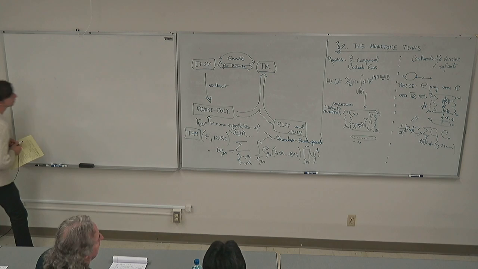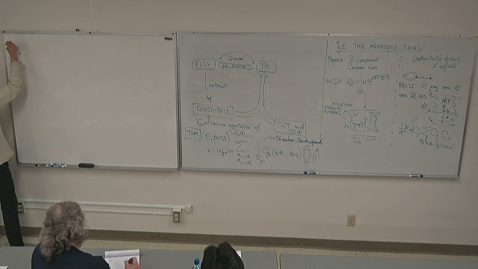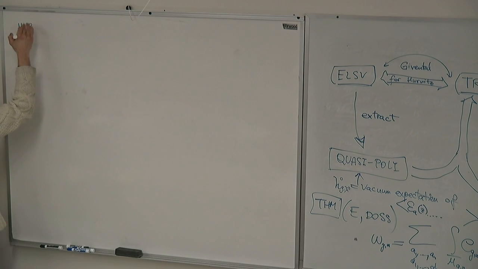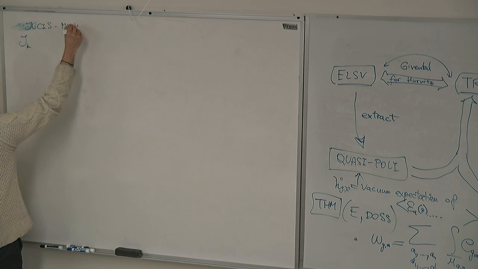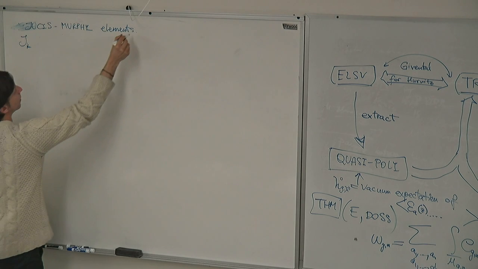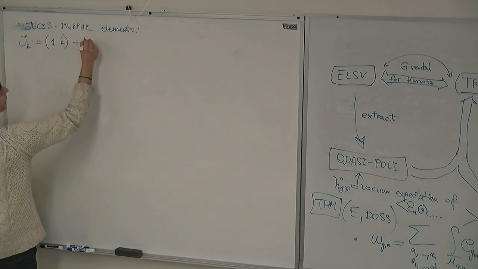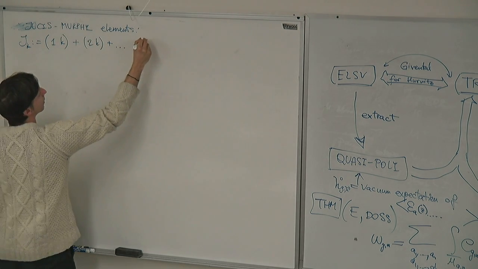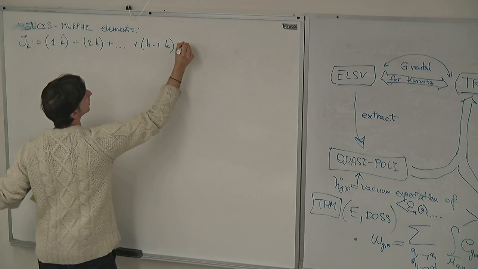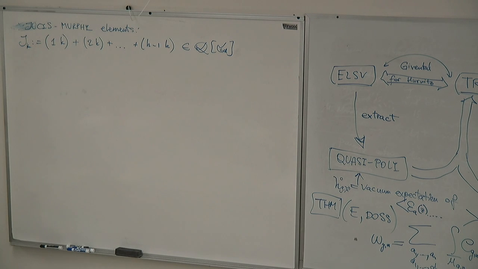It's a little game about the group algebra of S_d. So let me define these elements, which are called Jucys-Murphy elements. So J_k, I define it as the transposition (1 k) plus (2 k) plus ... plus (k-1 k). So it's very easy. This is inside Q[S_d], just the sum of certain transpositions.